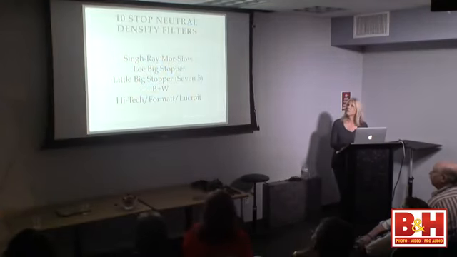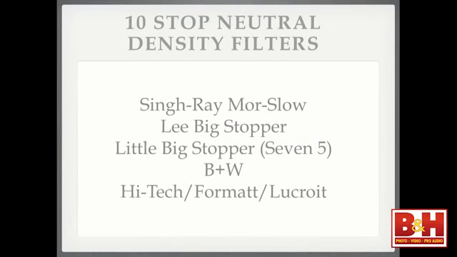So what do you have? Oh my goodness, we have Stingray Mooreslow. That's primarily what I use. I also use the Lee Big Stopper. Now there's a difference in the types, and I'll show you the difference here. These are the ones I'm using right here. These are just the ring mounts. They're easy to travel with. There's a 10 and there's a 5, so you can stack them. So you can get some really creative effects.